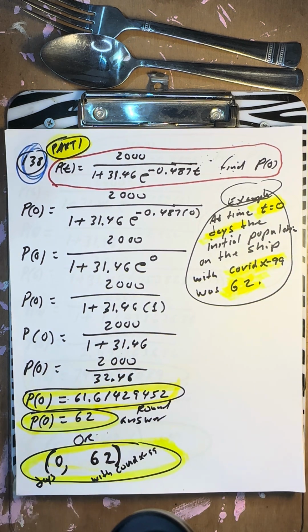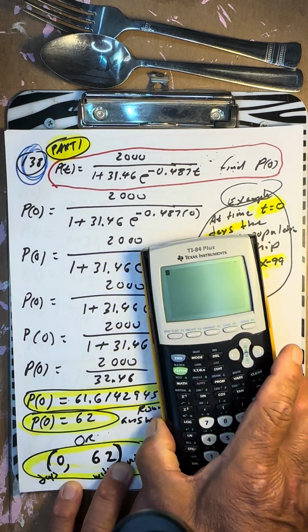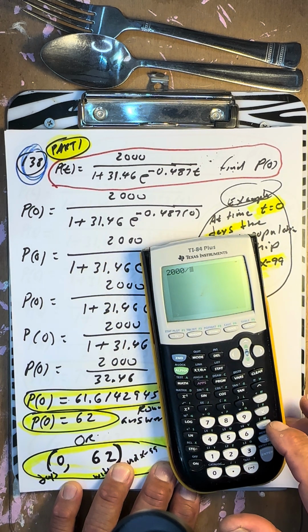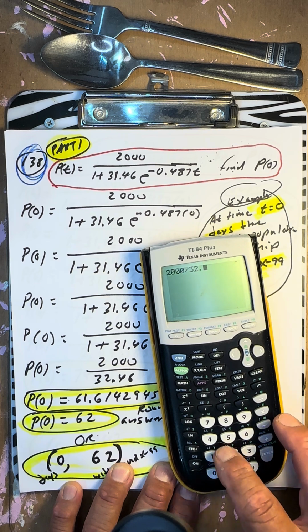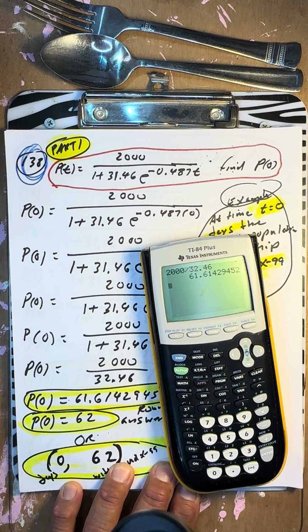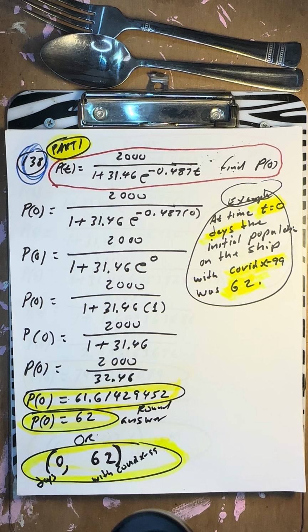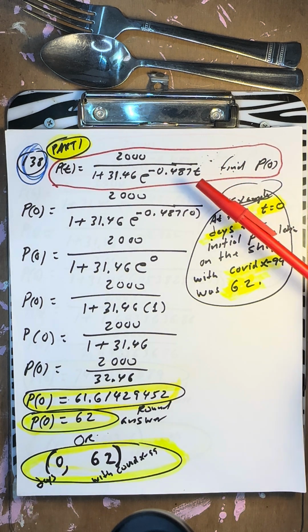Can we do it in a calculator? I say yes. Let's do it. 2,000 divided by 32.46 is 61.614. Round it off to what? 62. So at 0 days, originally, in this logistic function.